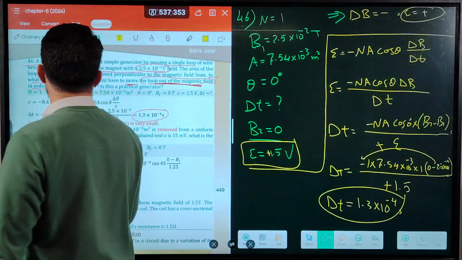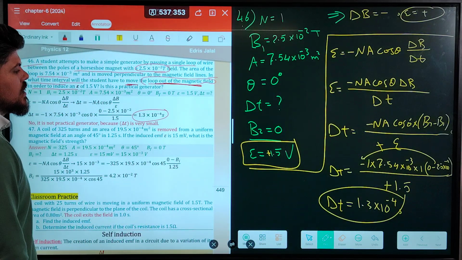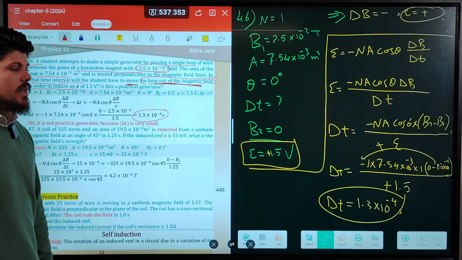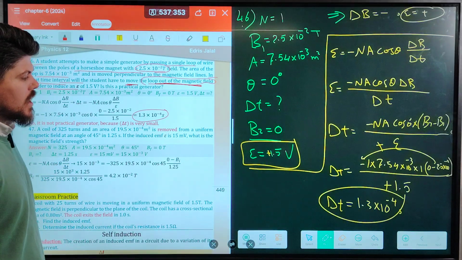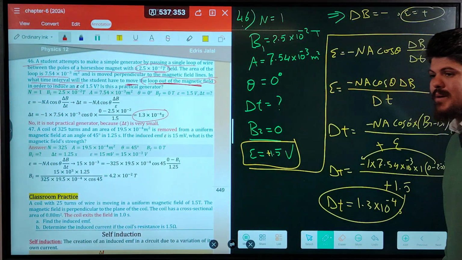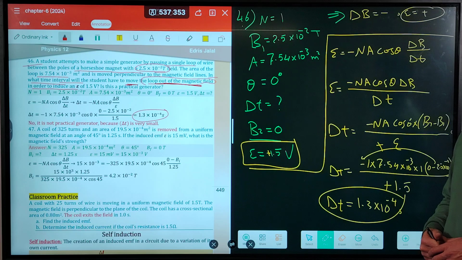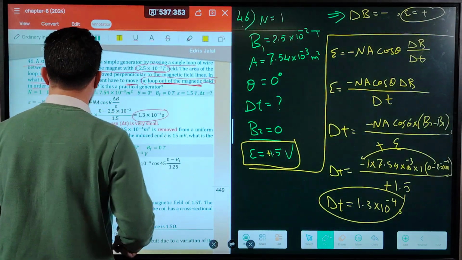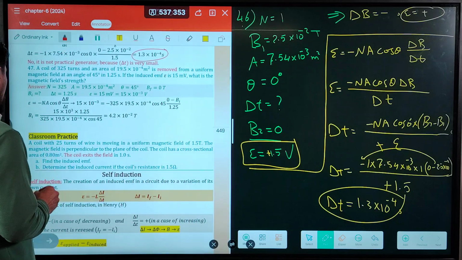So that is why this simple generator is not practical, because the time is too short. The time it takes to pull the coil out of the magnetic field is too short. So that is why this simple generator is not a practical generator.